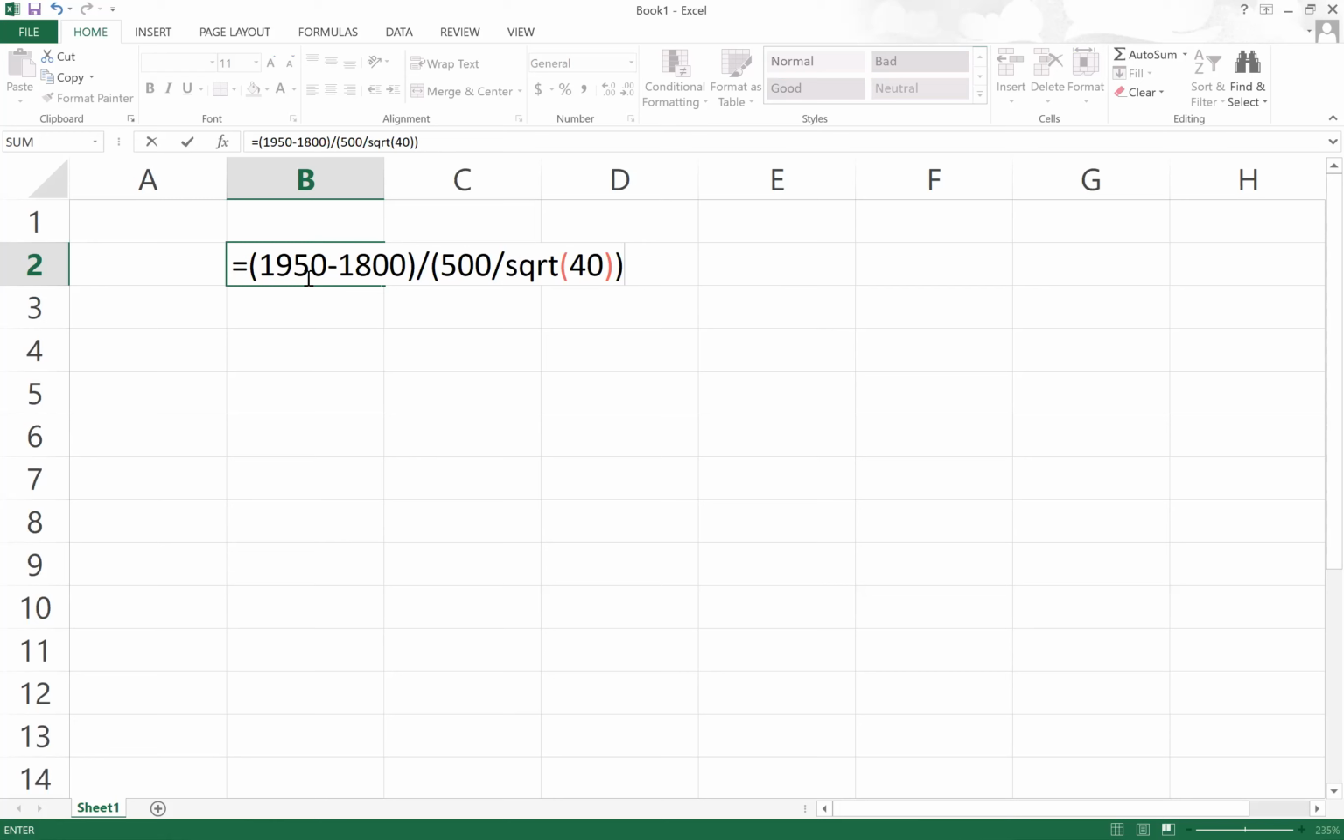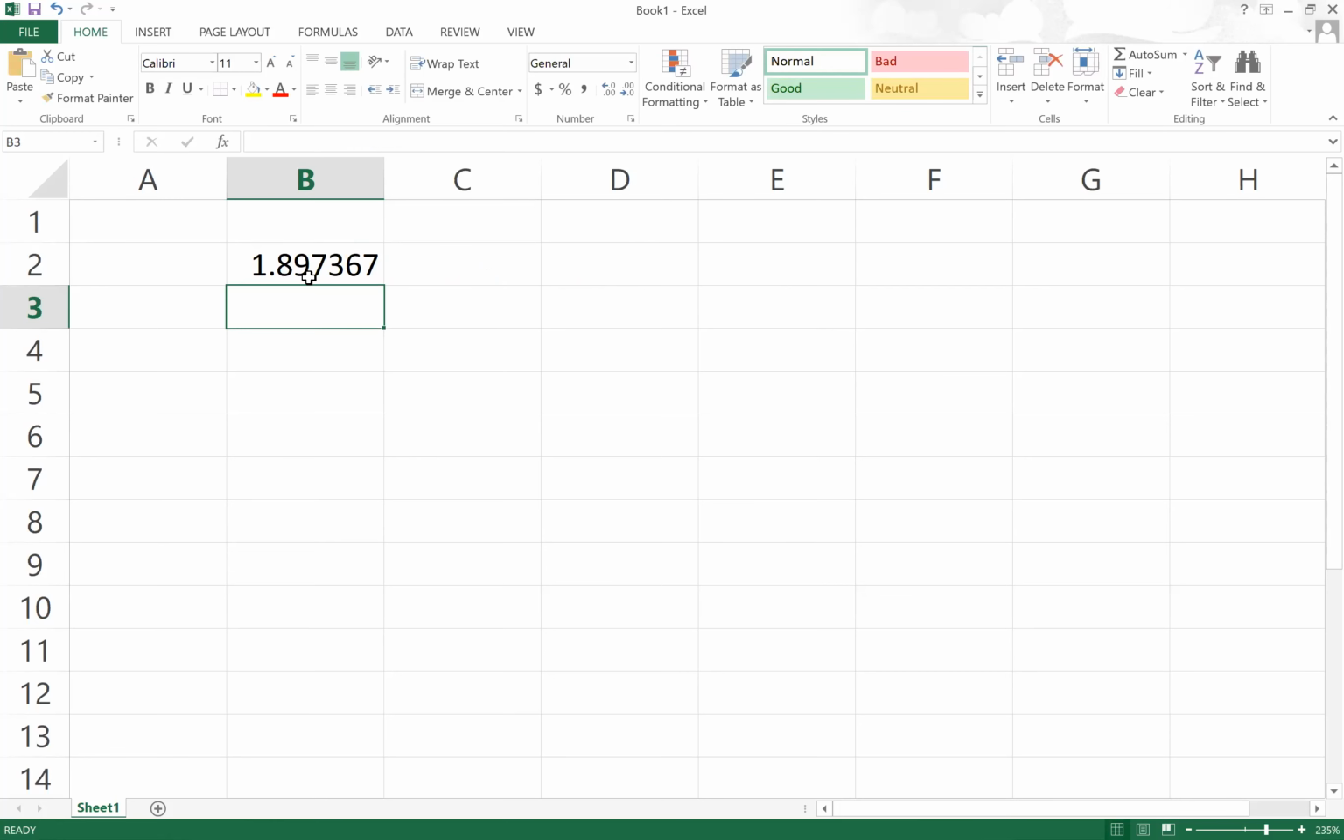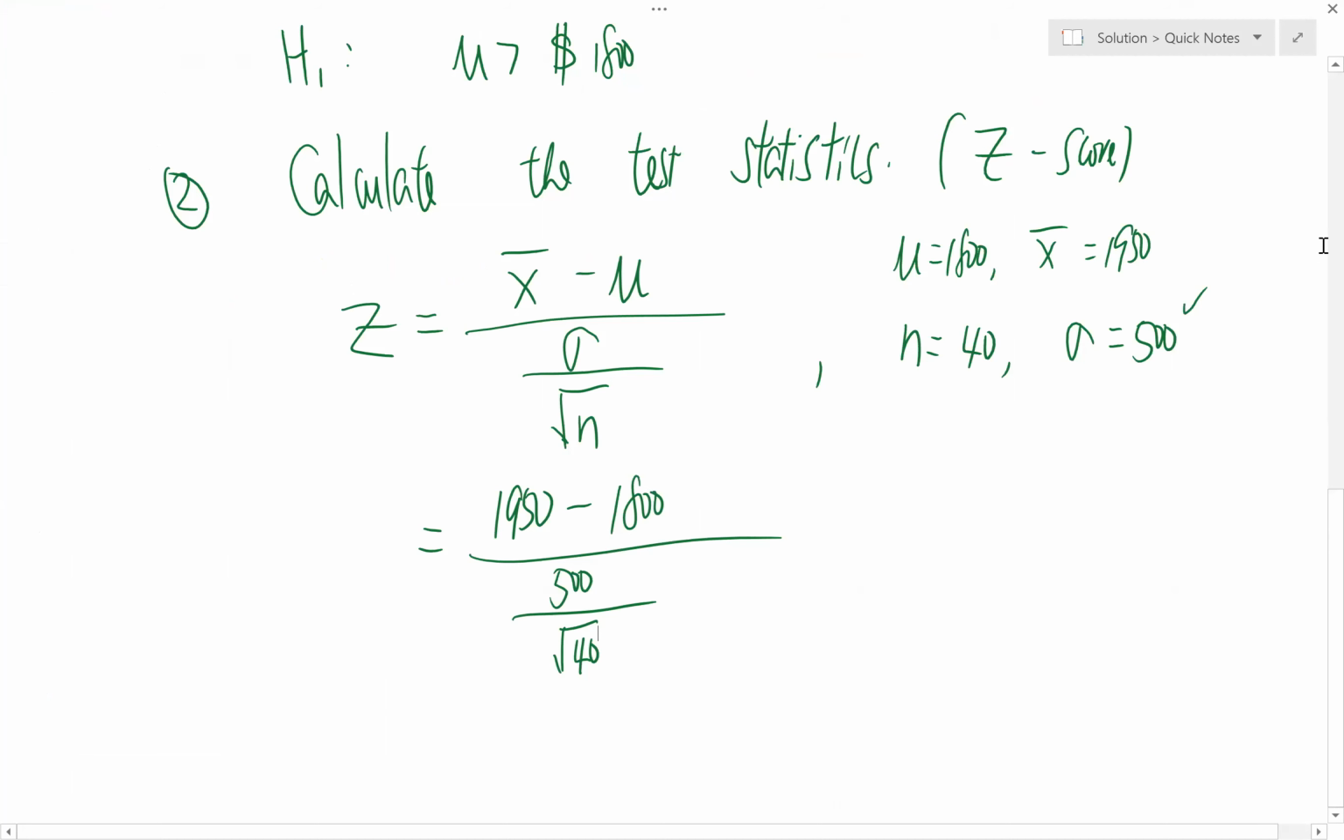Once you hit enter, you get a result. And remember, for all z-scores, we round to 2 decimal places. So trimming down to 2, the z-score is 1.90. Now, that's the second step: applying the formula to get the test statistic.